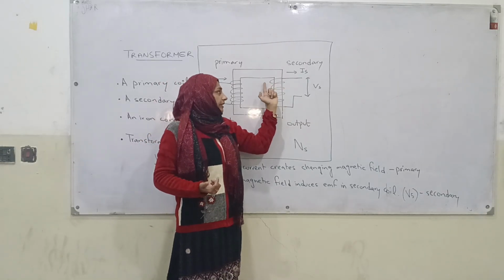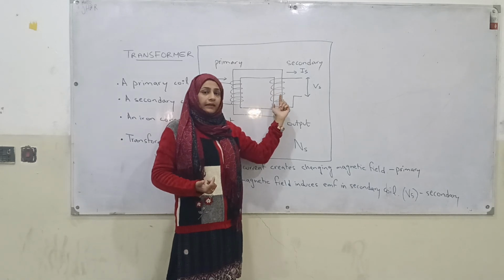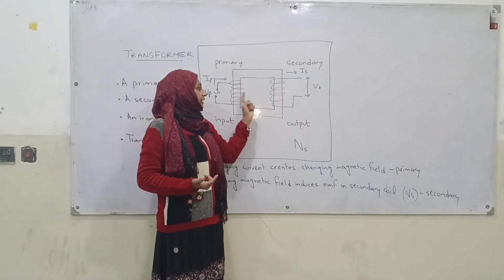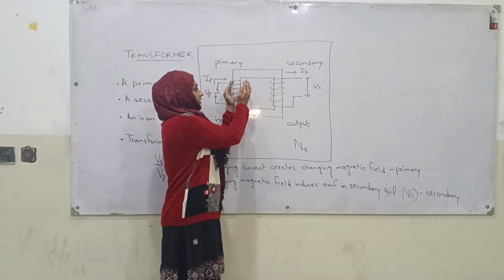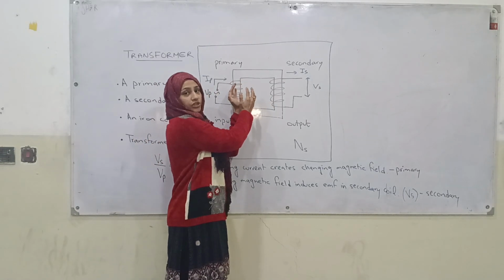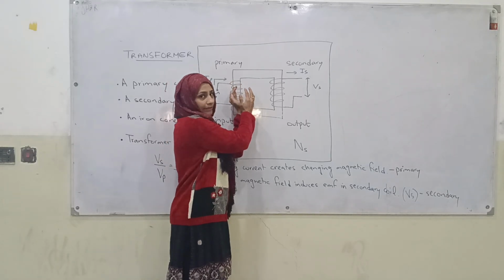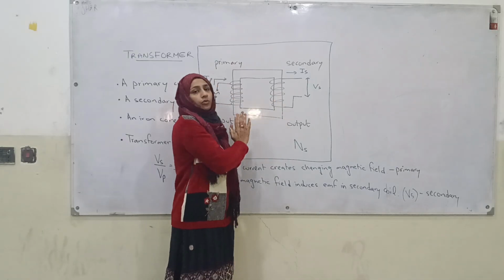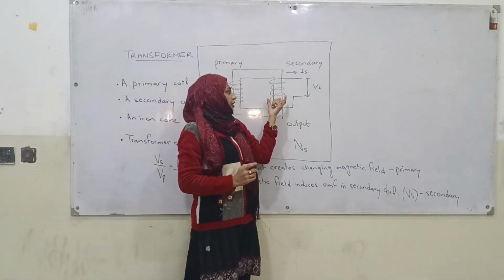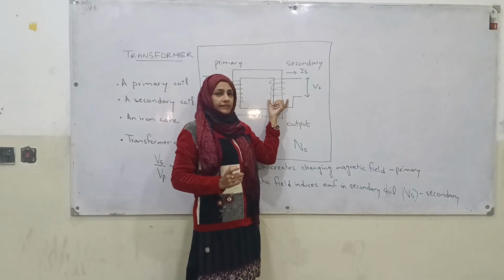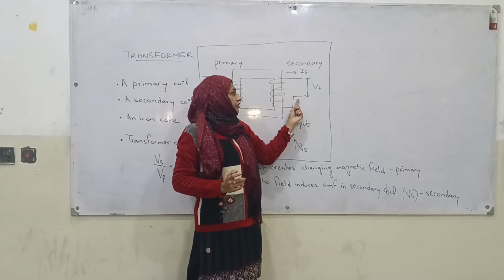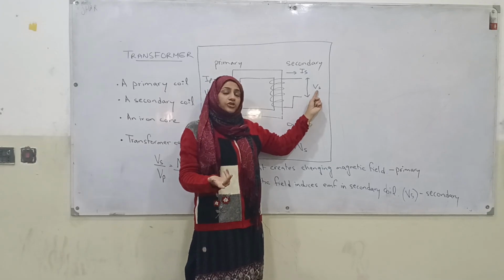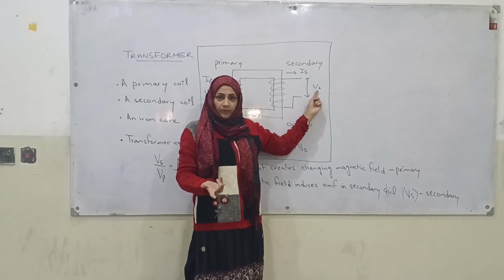The secondary side is again wound with the same conductor, but we have to keep in mind that they are not directly connected. This transfer of the changing magnetic field from one side to the secondary side is basically through the core. When this changing magnetic field transfers to this side, it creates a potential difference or EMF called Vs, or voltage at the secondary.